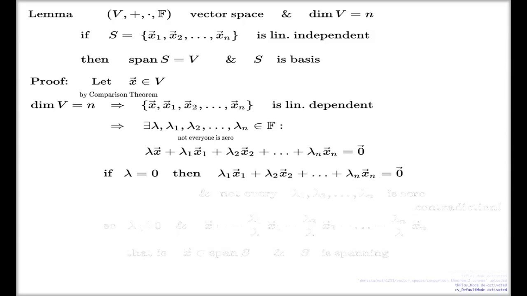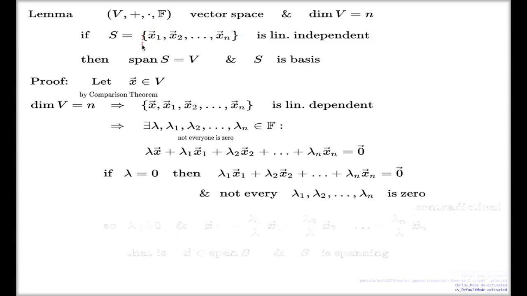And I emphasize, not every coefficient among my lambdas is 0, meaning that not every coefficient here is 0. So not every one of the remaining lambda 1, lambda 2, lambda n is 0. This is another contradiction. This contradicts the assumption that the system of my vectors x1, x2, xn is linearly independent.